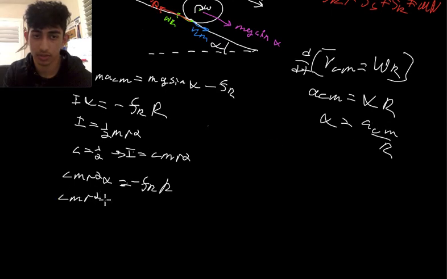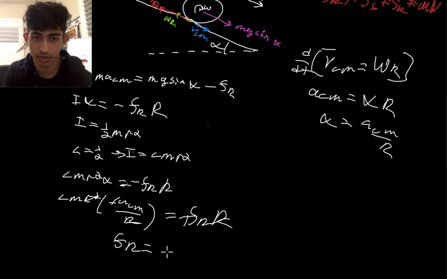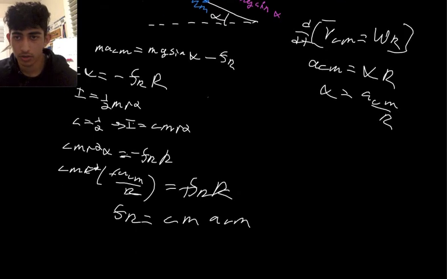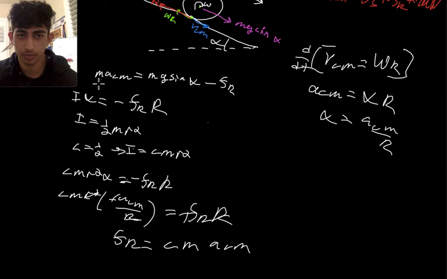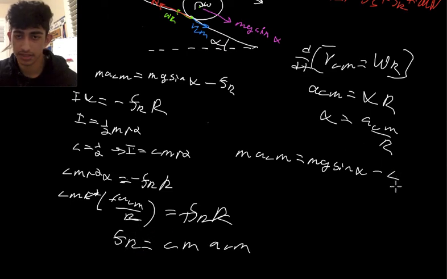So we can say that c mr squared times negative a_cm over r, which is alpha, is equal to negative rotational friction times r. Simplifying this expression, the r's cancel out, the negatives cancel out, and we get that the rotational friction is equal to c m times the acceleration of the center of mass. Going back to the net force on the center of mass, we can say that m a_cm is equal to mg sine alpha minus the rolling friction, which is just c times the mass times the acceleration of the center of mass.